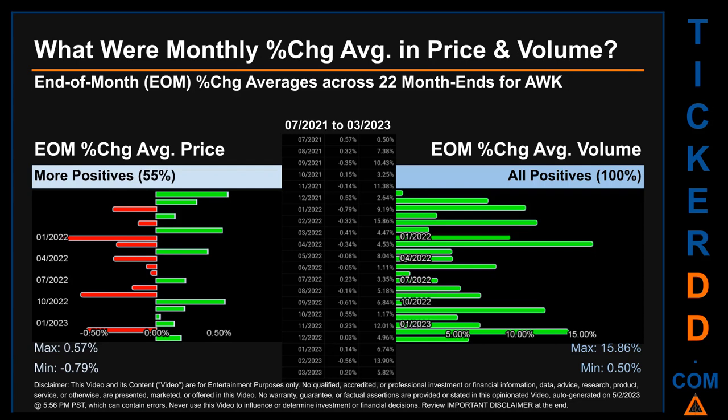Price saw an end-of-month max of 0.57% in average percentage change, along with a minimum of -0.79%. For volume, the maximum and the minimum monthly percentage change were respectively 15.86% and 0.50%.